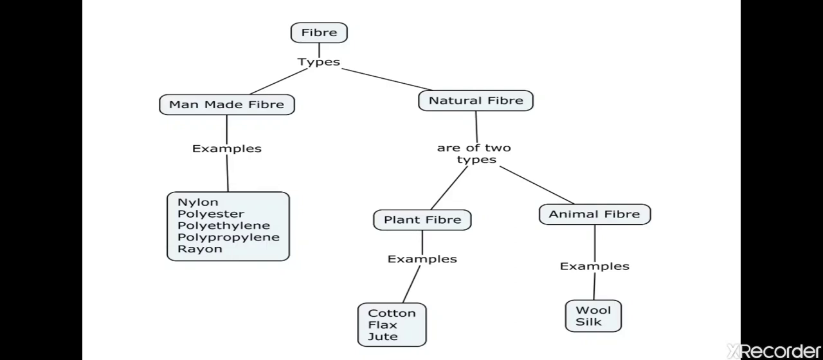Okay, so the next type is natural fiber. Natural fiber is further categorized into two categories, that is plant fibers and animal fibers. Plant fibers are the fibers which we obtain from plants, for example cotton, flax, jute. And animal fibers are the fibers which we obtain from animals, for example wool and silk.